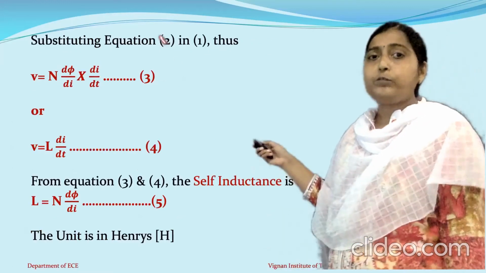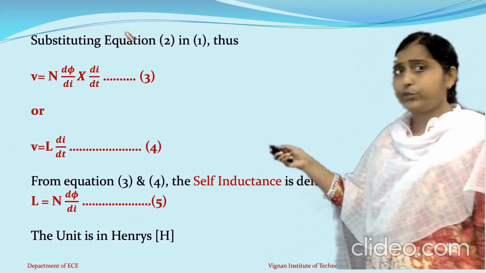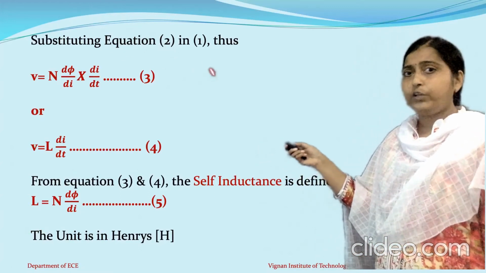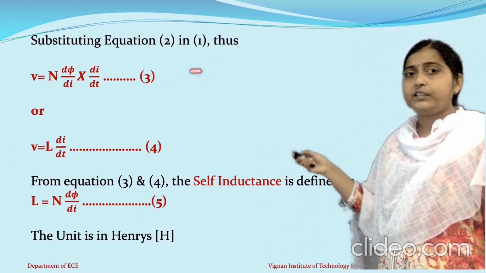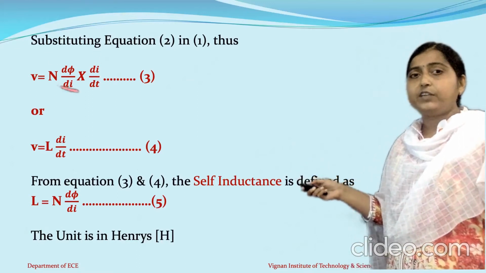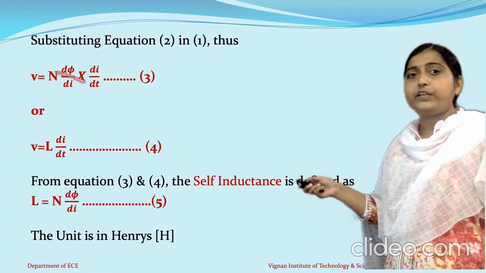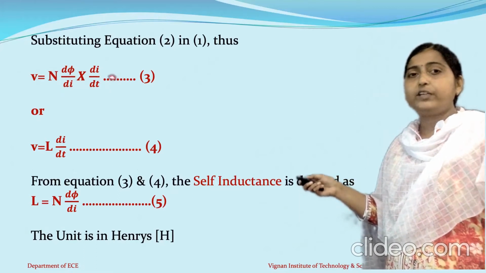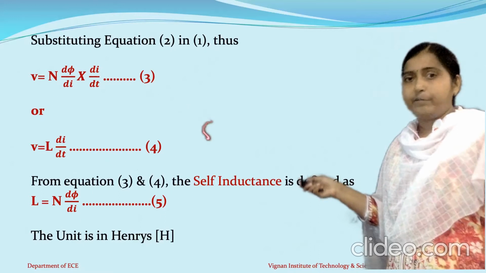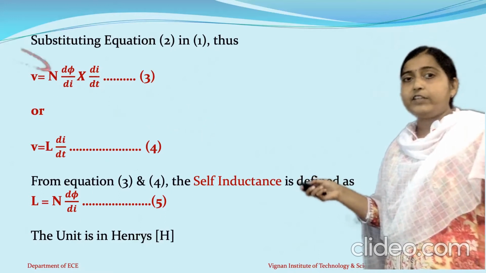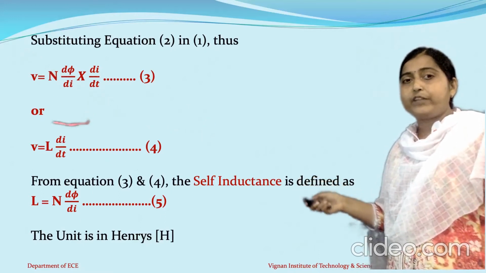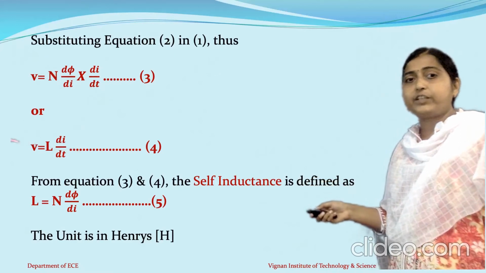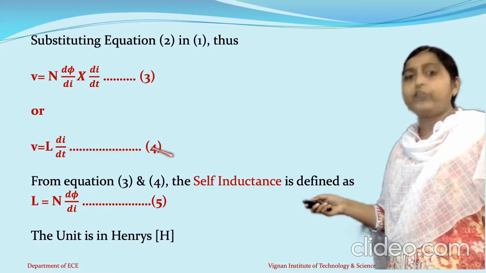Now let us substitute equation 2 in 1. Then we get V is equal to N into d phi by di into di by dt. Let us call this equation number 3. Now this third equation is slightly modified, and we can rewrite the expression as V is equal to L into di by dt. Let us call this equation number 4.